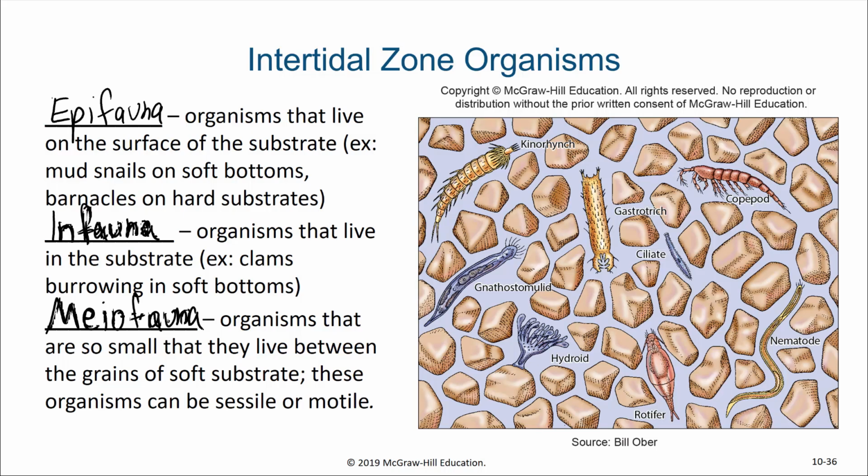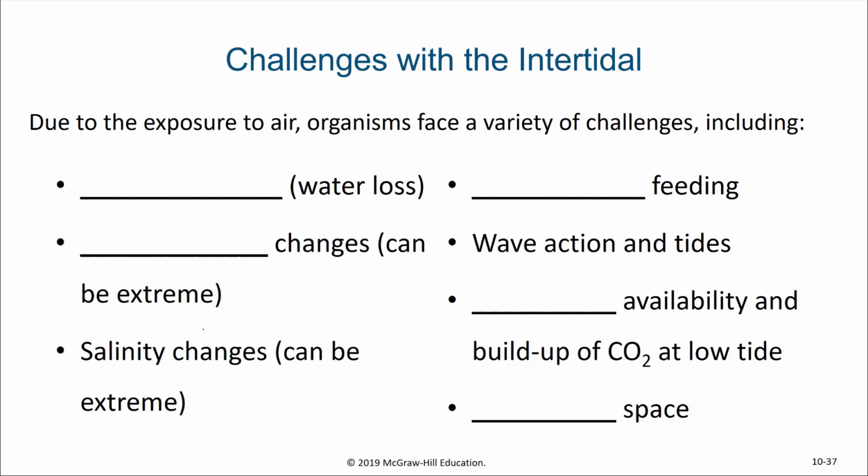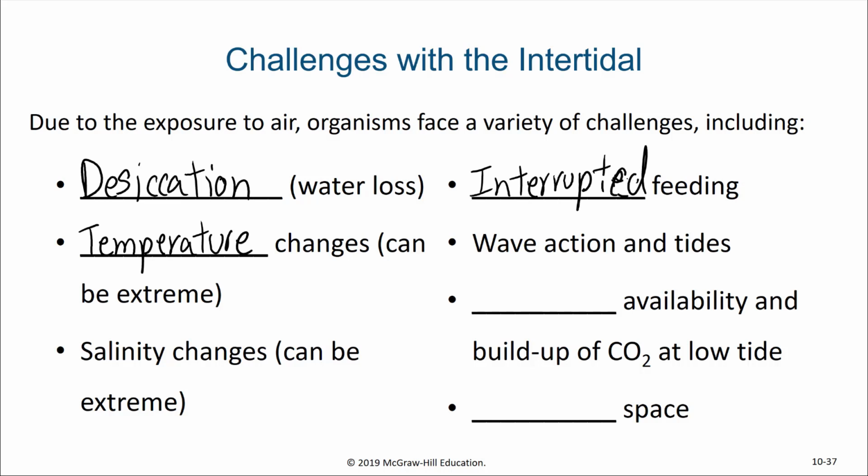For a marine organism, the intertidal is a very harsh place to live, and there are many challenges that must be faced living in this environment. These challenges are the result of being exposed to air regularly, and also the wave action of the water. These challenges can include desiccation or water loss, temperature change, salinity changes, interrupted feeding, wave action and tides, oxygen availability, buildup of CO2, and also just limited space.